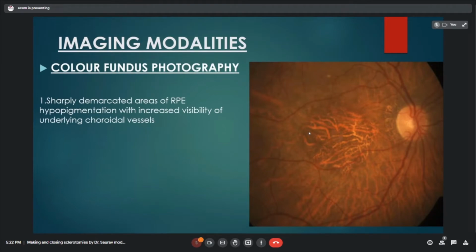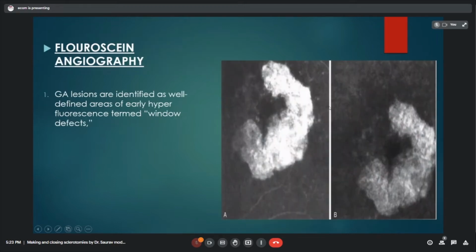Now there are various imaging modalities which can be used to diagnose geographic atrophy. The first and foremost, most importantly used, is the color fundus photograph, in which it appears as a sharply demarcated area of RPE hypopigmentation with increased visibility of underlying choroidal vessels. In fluorescein angiography, these lesions are defined as areas of hyperfluorescence, a window defect, but in the later phases of the angiogram this intensity starts fading and the size remains the same.